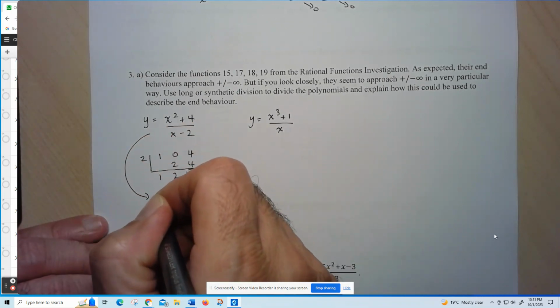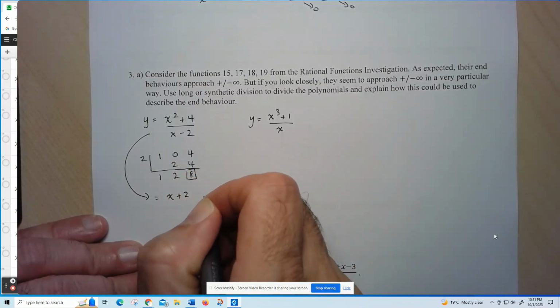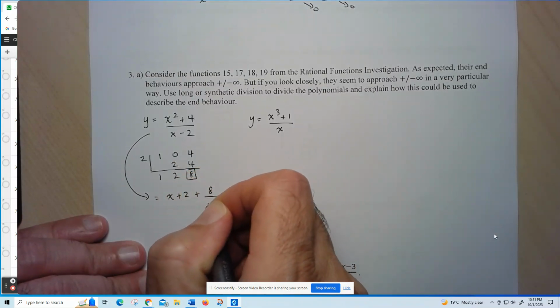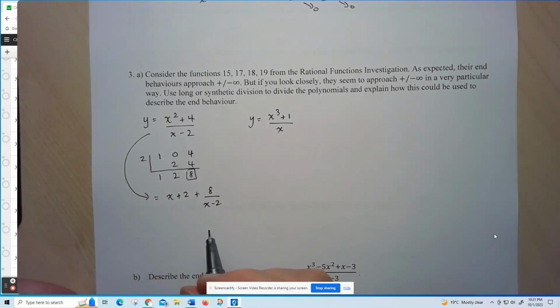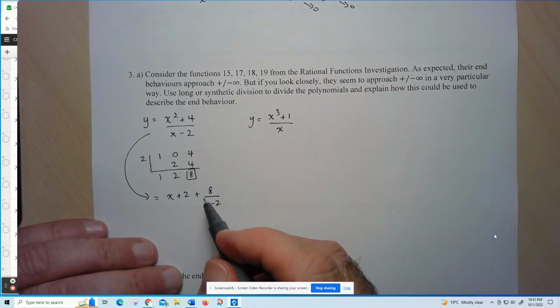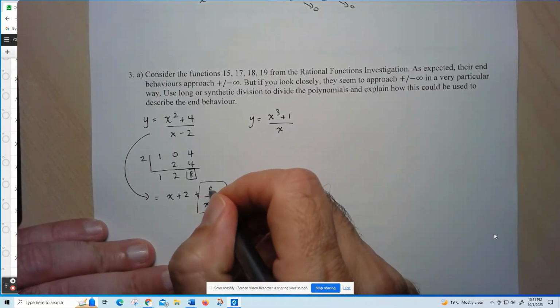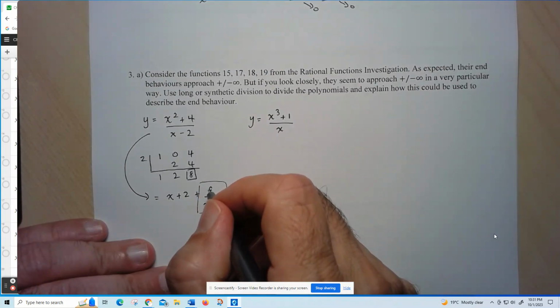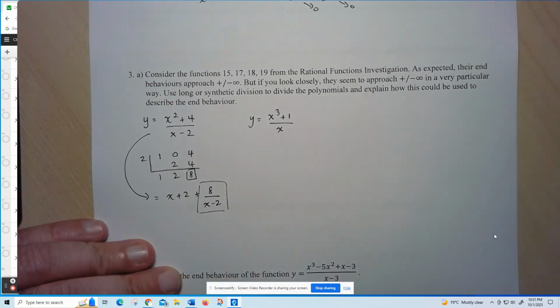So this here is going to be equal to x plus 2 plus 8 over x minus 2. All right. So let's see if we can make sense of this. Well, if you take a look at, again, this remainder term, you have a constant remainder over a linear divisor.